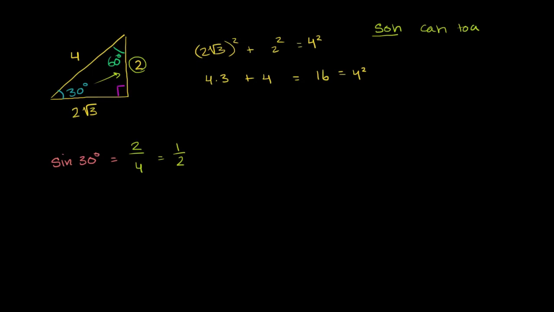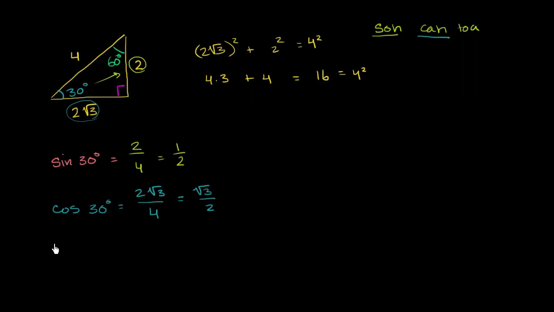Now, what is the cosine? What is the cosine of 30 degrees? Once again, go back to SOH CAH TOA. The CAH tells us what to do with cosine. Cosine is adjacent over hypotenuse. So if we're looking at the 30-degree angle, this right over here is adjacent. It's right next to it. It's not the hypotenuse. It's the adjacent over the hypotenuse. So it's 2 square roots of 3 over the hypotenuse, over 4. Or if we simplify that, we divide the numerator and the denominator by 2. It's the square root of 3 over 2.